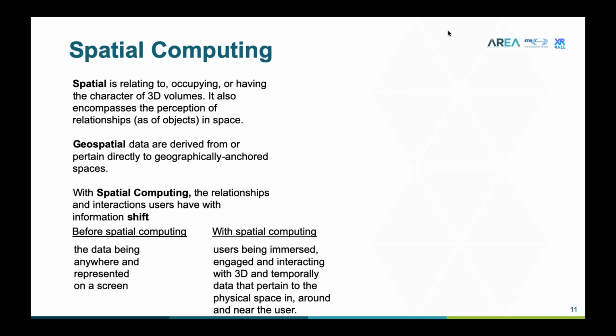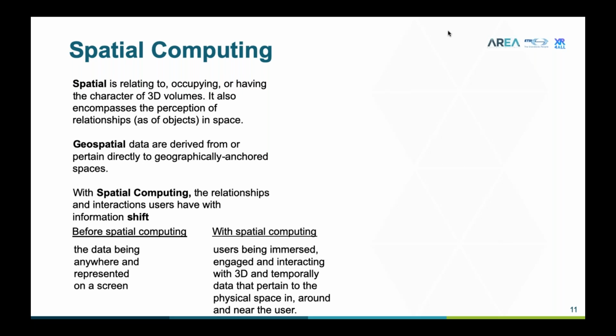Today we'll be talking about spatial computing, which is focusing on 3D volumes, because spatial means that it relates to, occupies, or speaks about the 3D volume and the perception of relationships, perhaps between people and objects or between objects in a space. Sometimes we speak about geospatial, which is a type of spatial data, specifically when it pertains to geographically anchored spaces and the objects and the data associated with those geographically anchored spaces.